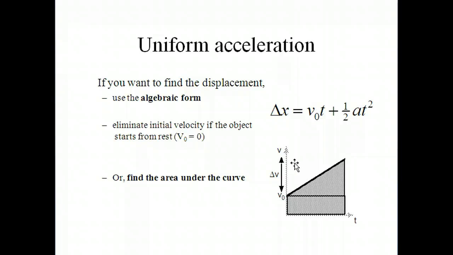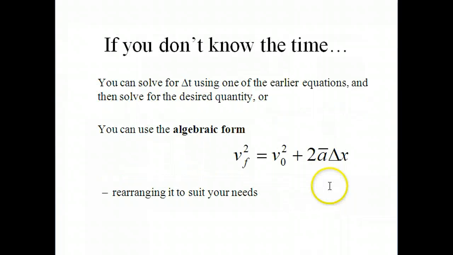Also, we can find the displacement. Algebraically, we can use this equation: displacement equals the initial velocity times the time plus 1/2 times the acceleration times the time squared. Now you can eliminate this term right here. This term could equal 0 if the initial velocity equals 0. Then you're left with displacement equals 1/2 the acceleration times the time squared. The other thing you can do is draw a graph and figure out the sum of these areas, the rectangle plus the triangle. If you don't know the time, you can go to this time-independent equation.